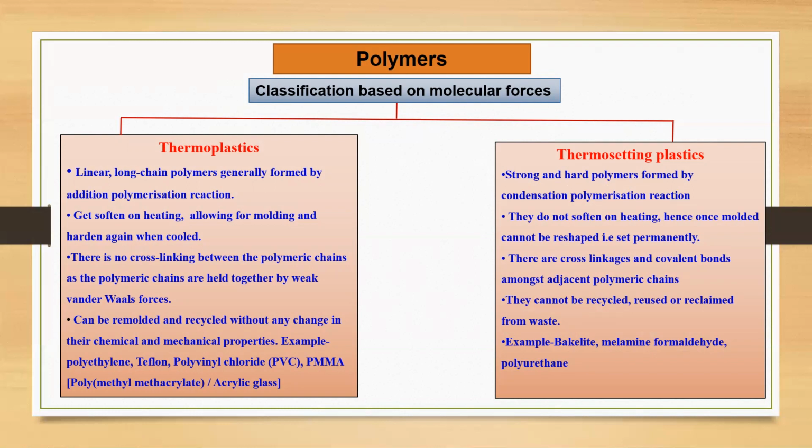What condensation polymerization reaction is has already been discussed in the second lecture of the series. In this, the individual polymeric chains in the thermosetting plastics are linked to each other via strong covalent bonds. That is, there are cross linkages amongst the polymeric chains. So they do not soften on heating. Hence, once molded, they cannot be reshaped. That is, they set permanently. So they cannot be recycled or reused.